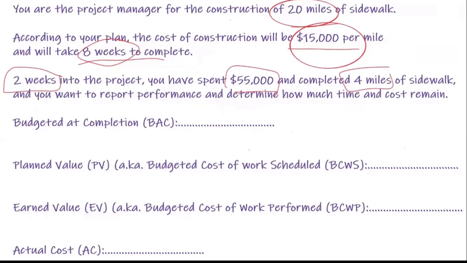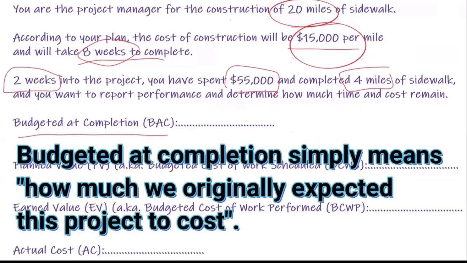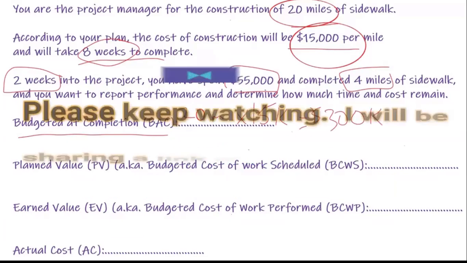All right, so the first thing we need to do is figure out how much this project should have cost, right? And that's called the budgeted at completion. The budgeted at completion is how much this project is budgeted for by the time it's completed, meaning the budget for the project. So since this was 20 miles, right? 20 miles times $15,000 per mile, and that's going to give you $300,000 as a total budget.